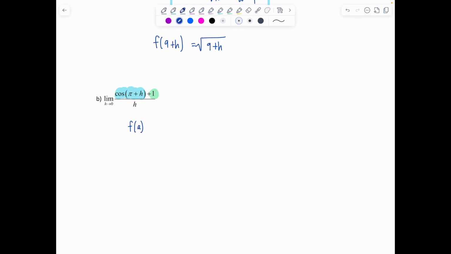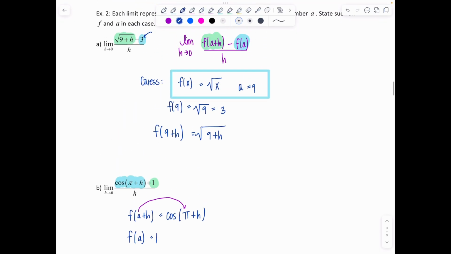So take a guess. If f of a plus h is cosine of pi plus h, good chance a is pi, right? And then f of a is 1. Okay, I'm going to guess f of x is cosine x. Is f of pi, if pi is a, cosine pi is negative 1. But there's a positive 1. Yeah, I know that's correct because it's always minus f of a. So if that's negative 1, that's why it became positive.